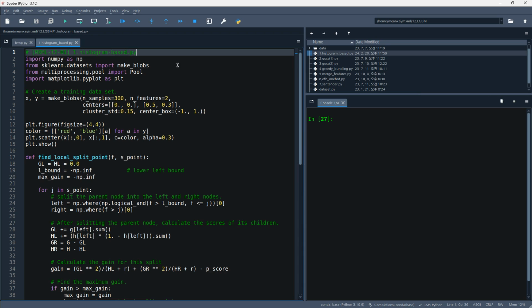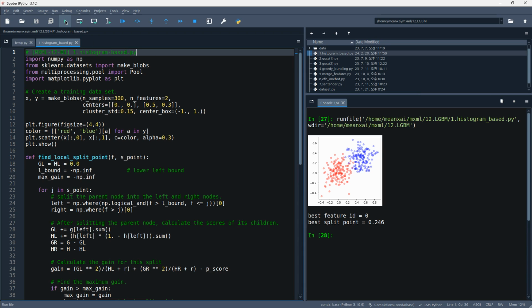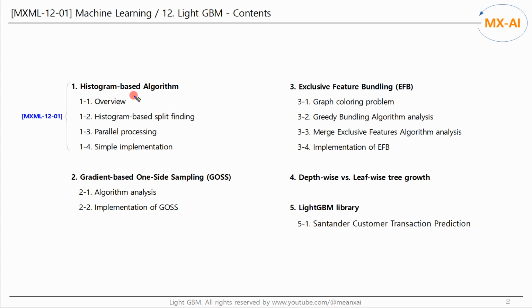Let's run this code. The results came out like this. So far, we've looked at the histogram-based algorithm. In the next video, we will look at the gradient-based one-side sampling, the GOSS algorithm.